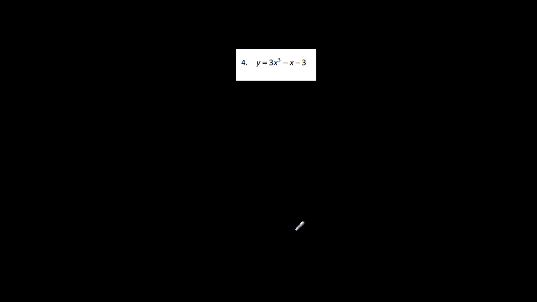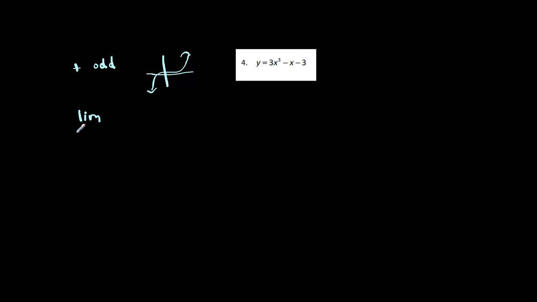Number 4, we had another one of these. So let's do the end behavior first. The end behavior, it's an odd function with the lead being positive. So that means from left to right it's going to go up. It could look like this. Doesn't matter what happens in the middle, just the ends is what we're concerned about.